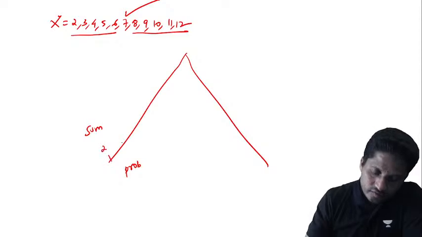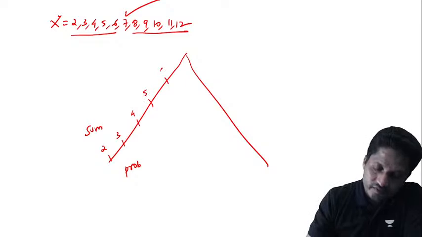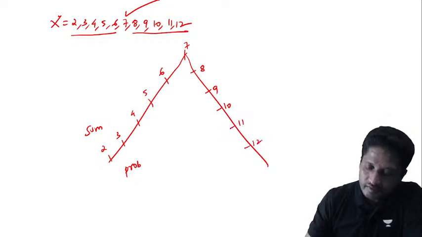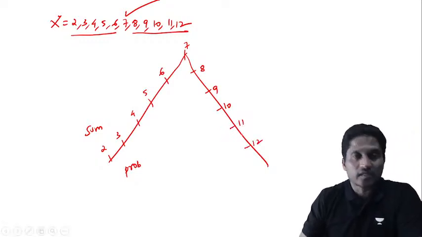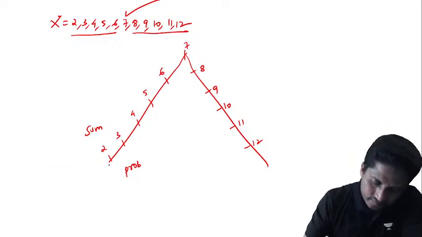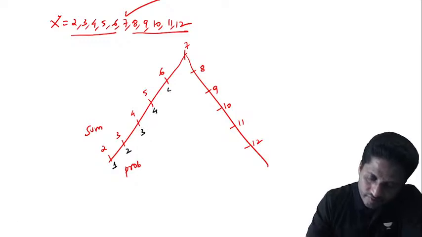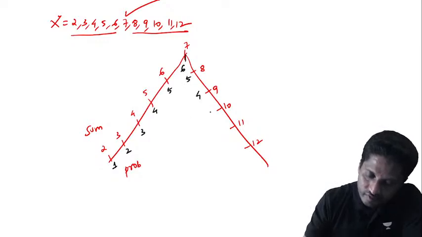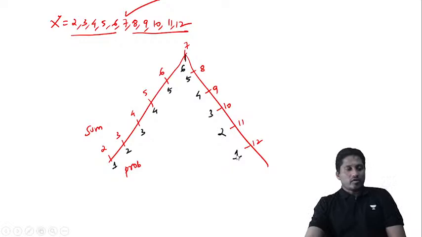This is 2. This will be 3. This is 4. This is 5. This is 6. This fellow is 7. Then you get 8, 9, 10, 11, and 12. You get sum here and probability the other thing. Start from here. Write 1, 2, 3, 4, and 5. Here 6. Then come in reverse order: 5, 4, 3, 2, and 1. That's it. Now it is very simple.